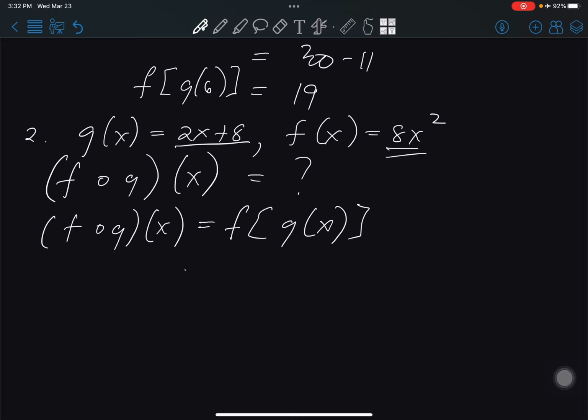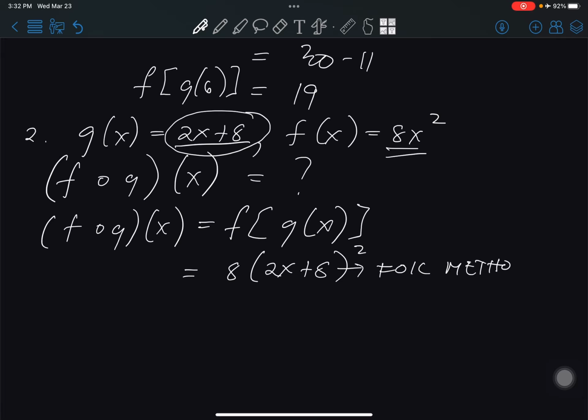So here, let us simplify. Our main function is 8x squared. However, your x here, we are going to replace with 2x plus 8. So we have 8, then we have 2x plus 8 squared. So here we are going to use our FOIL method.